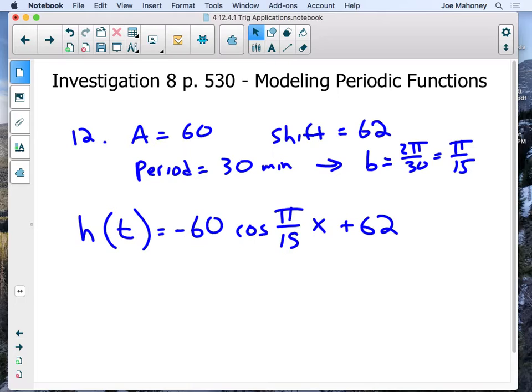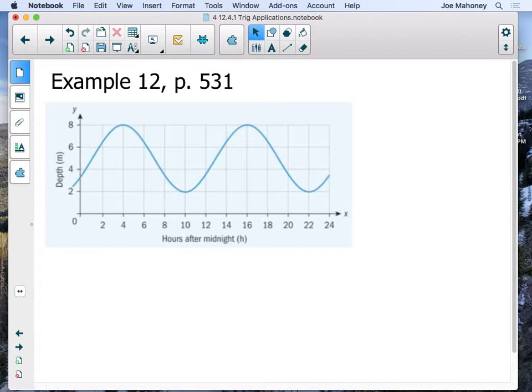And let's go the other way with it as well. Our final example for this video is on page 531. It says that Ben is a fisherman. He's in a boat in the harbor. And this shows the depth of the water in hours after midnight. So at midnight, it looks like the depth was about 3 meters.